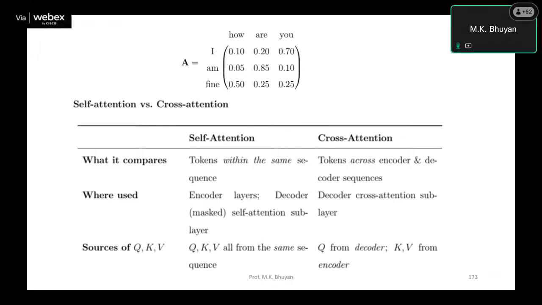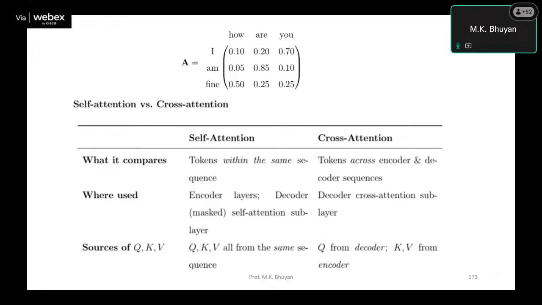So you can see how I'm getting the attention scores: I and you are related, 0.7; M is related to R, 0.85; fine is related to how, 0.5. And the difference between the self attention and the cross attention is that in self attention, tokens within the same sequence are considered, but in cross attention, tokens across encoder and decoder sequences are considered. That is one fundamental difference.